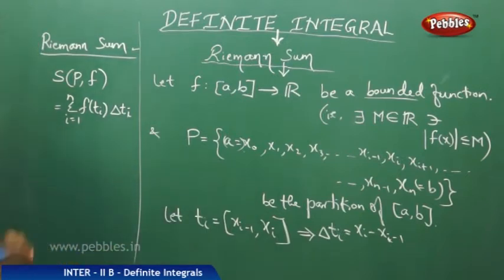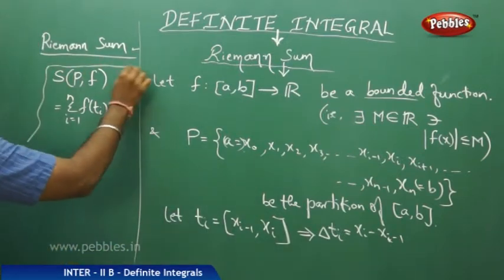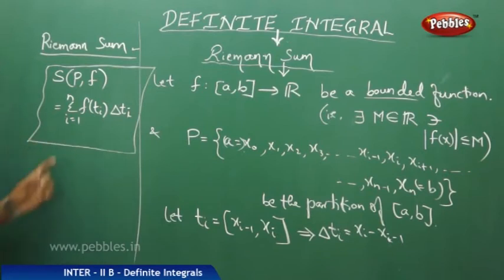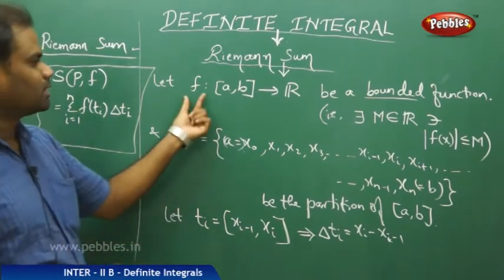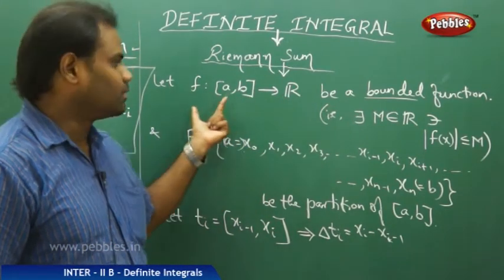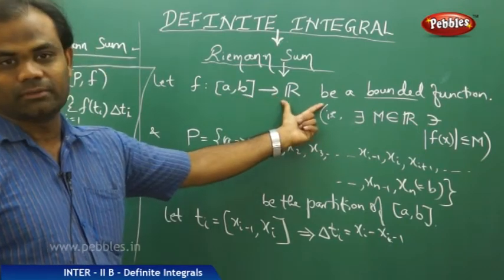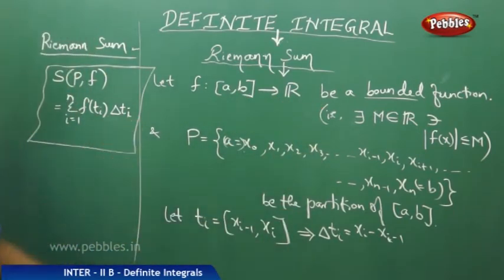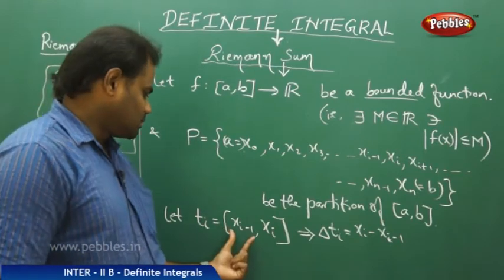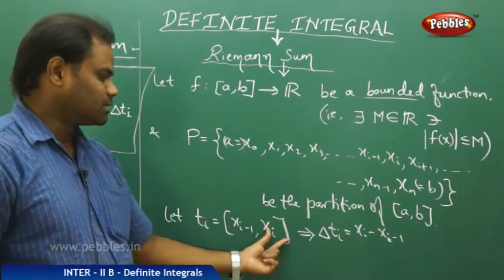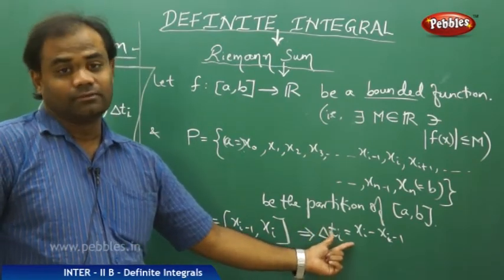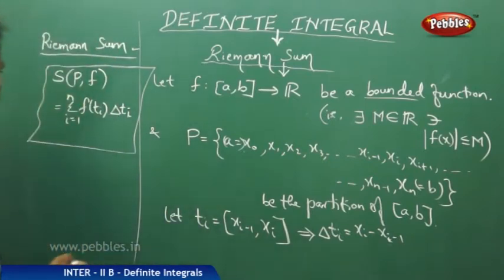So the Riemann sum is generally denoted by S(P, f) and is defined as sigma, i running from 1 to n, of f of Ti delta Ti, where f is the function defined from the closed interval [a, b] to the set of real numbers, and delta Ti is the length of the interval xi minus x(i-1). You can also write this as delta xi, but both are the same.